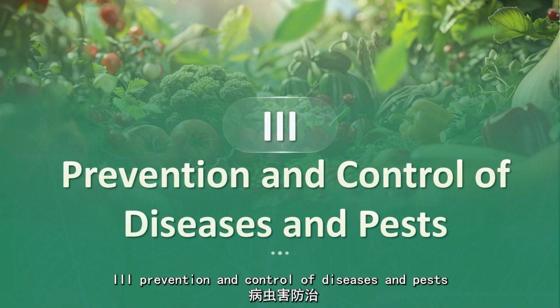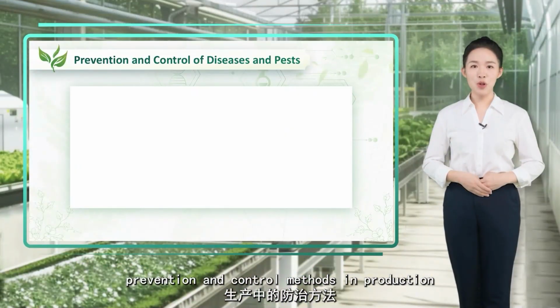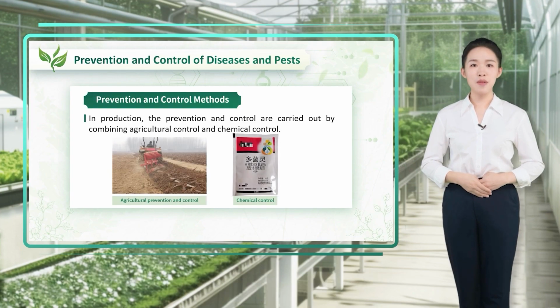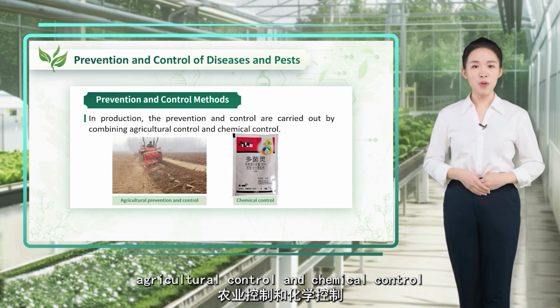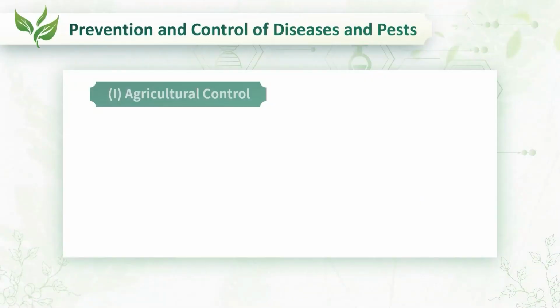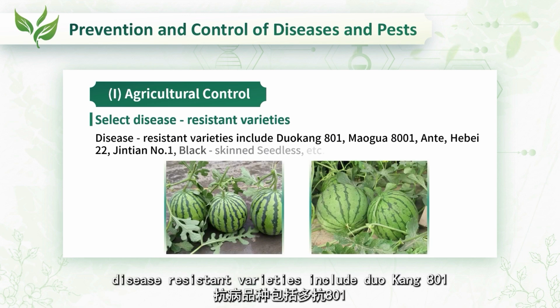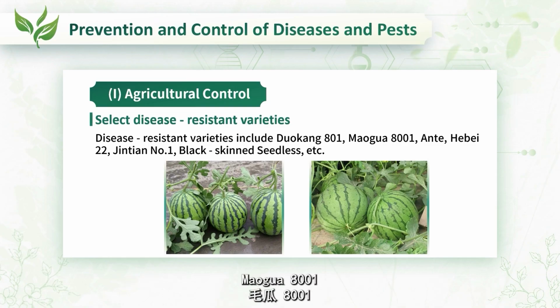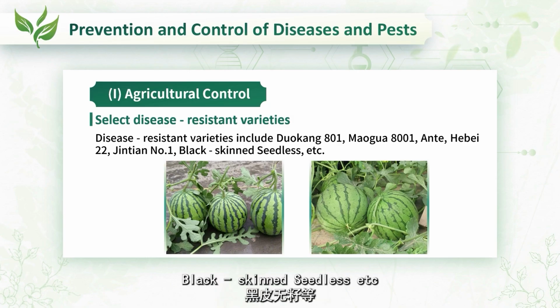3. Prevention and control of diseases and pests. Prevention and control methods. In production, the prevention and control are carried out by combining agricultural control and chemical control. 1. Agricultural control. Select disease-resistant varieties. Disease-resistant varieties include Dokang 801, Mawa 8001, Hebai 22, Jindian number 1, Black Skin Seedless, etc.